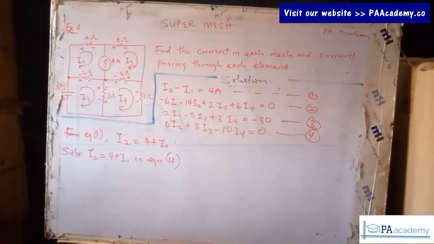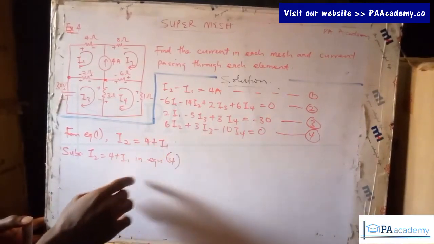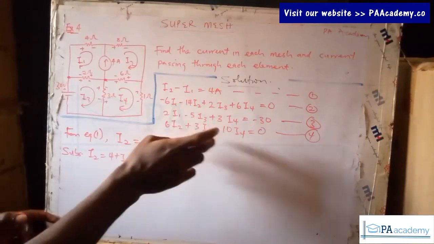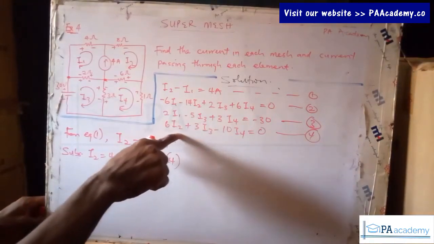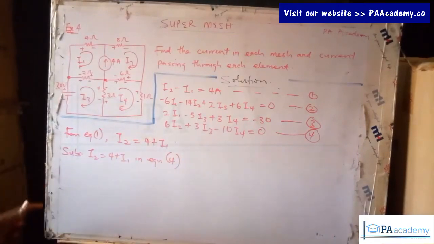So what this means is that anywhere we see I2 in this equation 4, we are going to replace it with 4 plus I1. So this is the only place we are having I2. What I'm doing now is just normal basic math, so don't let it confuse you. I'm not doing any magic here.